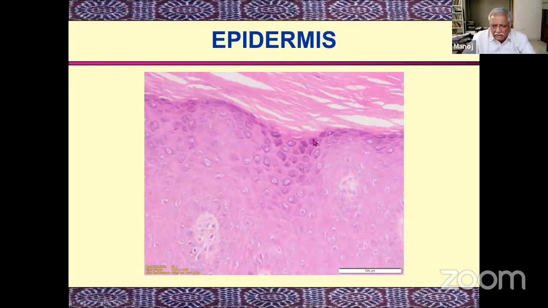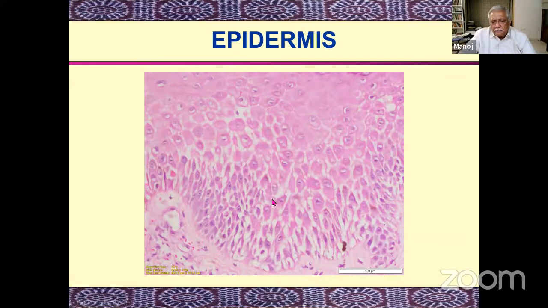Just to show that granular layer is prominent. Now, if there is a degeneration in the epidermis, then what happens? Epidermal cells are held together by structures called the desmosomes. Now, a desmosome is a junction. It's a hemidesmosome on one and a hemidesmosome on the other, which join together to form the desmosome.